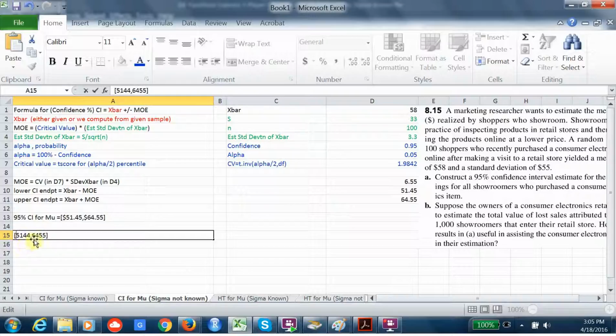This is where we believe, we're 95% confident that for the next 1,000 people that showroom, the average amount lost is going to be between 5,144 and 6,455. Okay, I think that pretty much wraps it up for hypothesis tests.